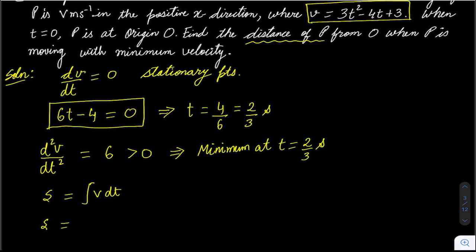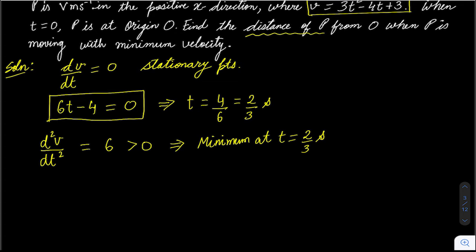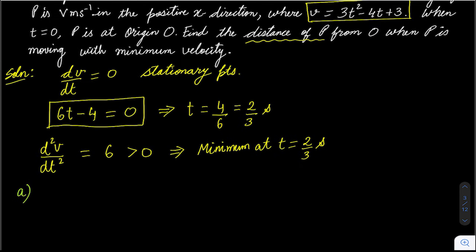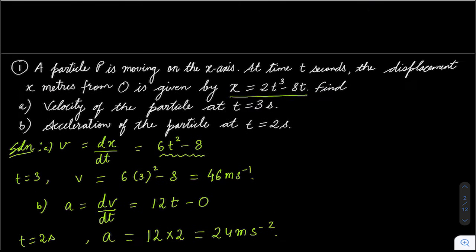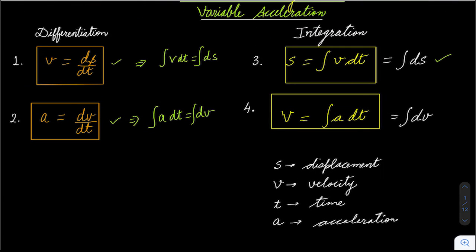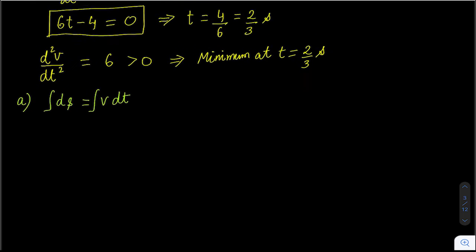Very simple thing. In one question, I can show you both methods. I think it's better. Let me show you both methods so that you don't feel confused about what is indefinite integration and what is definite integration. So let's first use definite integration. So my ds is equal to v dt integration, right? This is what we derived. I hope everyone understands this. Okay, so now let's use the limits.